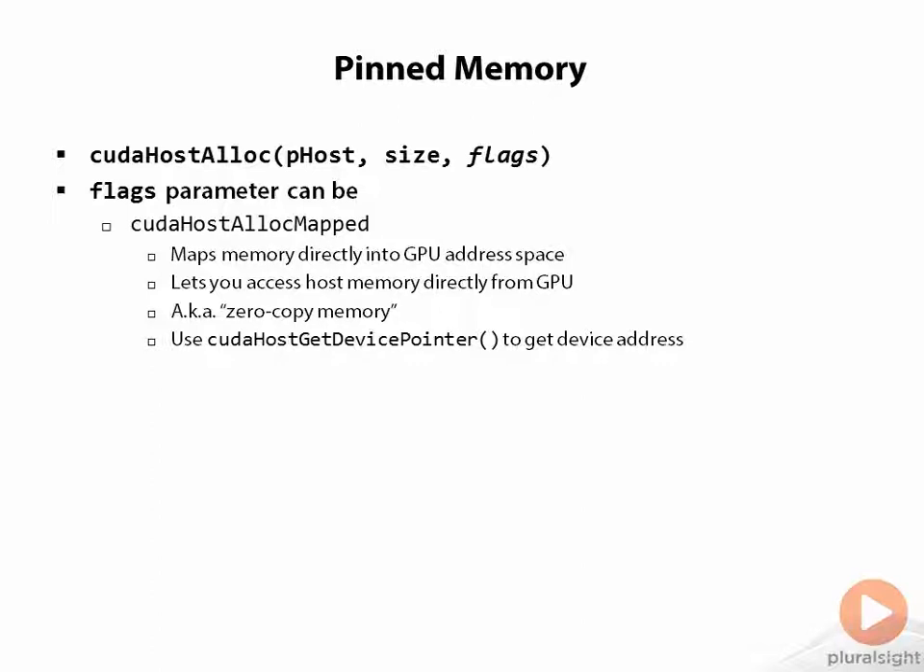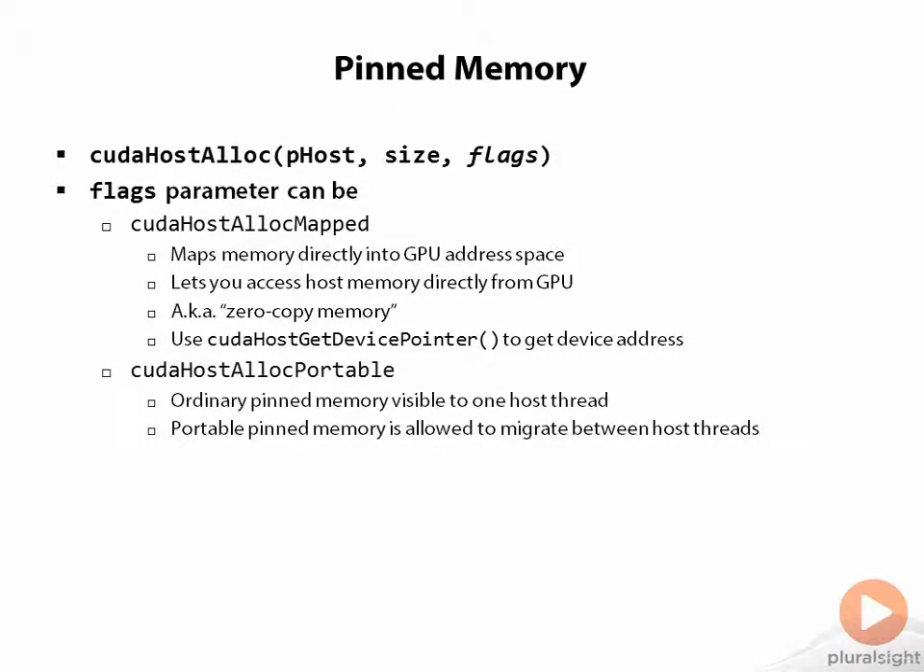You can simply allocate it on the CPU and then use this function, cudaHostGetDevicePointer, to get a device address, so the address of that memory mapped into GPU space, and then you can just use it on the GPU and then read it on the CPU just like that. So sounds pretty awesome, doesn't it?